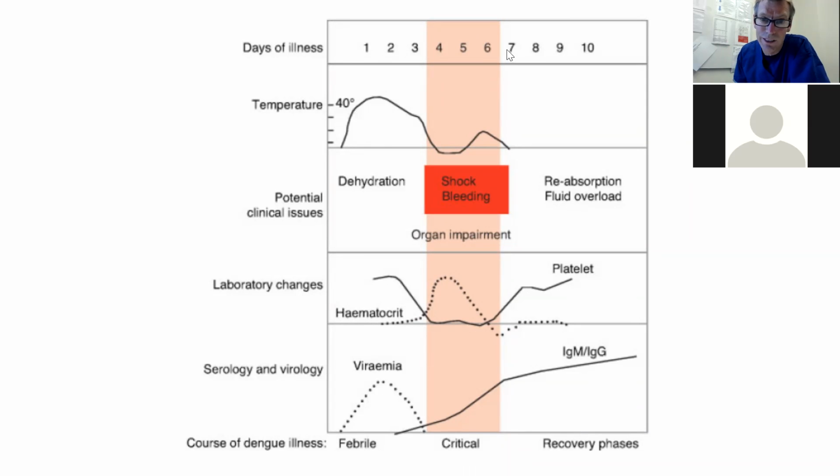But for those children that get to a critical stage, that's when often the fever is resolved, the hematocrit starts rising, their viremia is largely resolved, and that's when they get the coagulopathy, the platelet count falls, and they get fluid collecting in their pleural space and in their tissues. By that stage, most of the virus is out of their system, and it's the immune system being very active.